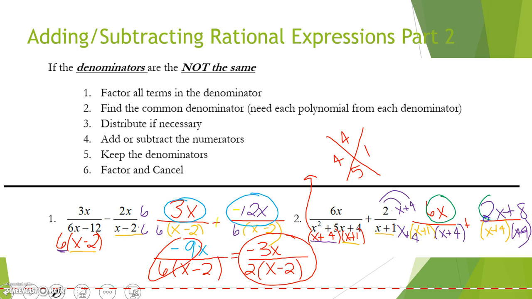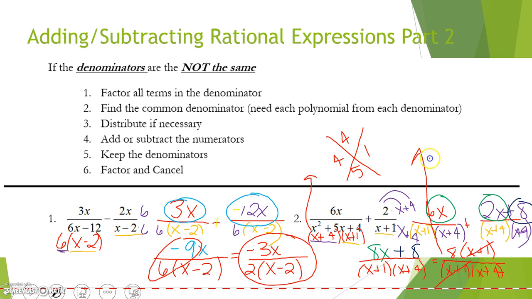So I'm going to combine like terms. 6x and 2x is 8x. And then I have that 8 that doesn't have any friends, so I just bring that down. I put it all over my common denominator. Last step, I factor and cancel. So I can factor the 8 out of the top. I'm left with x plus 1 over x plus 1, x plus 4. And I can now cancel at the very end. So my final answer is 8 up top and x plus 4 down bottom.